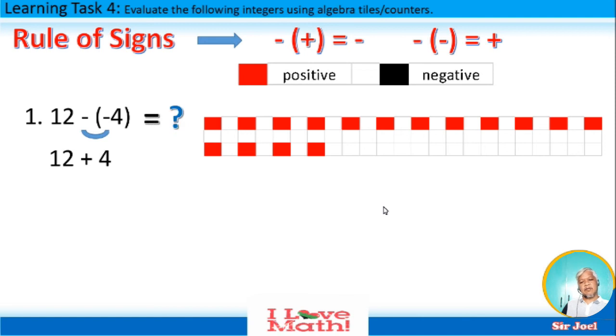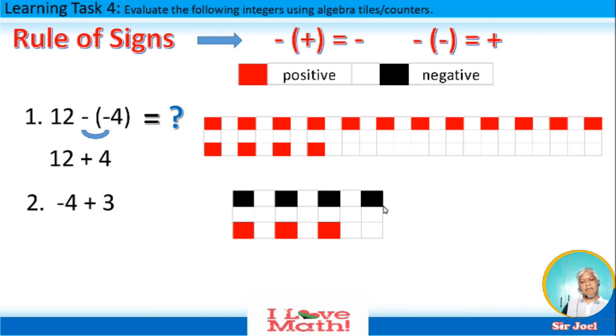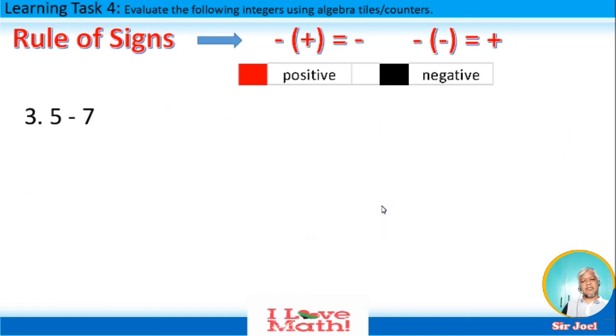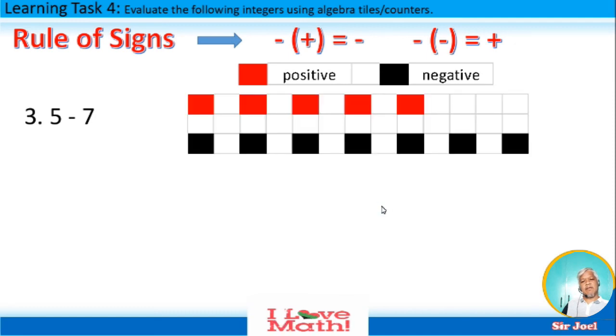Kayang-kaya nyo na itong bilangin. Okay? Next, number 2, negative 4 plus 3. Yun, negative 4 plus 3. So, dahil negative 4, gawa ka ng 4 black square. At dahil positive 3, merong 3 red square. Nagkatapat ang red-black, cancel, yun ang natira. At yun ang magiging sagot sa problem number 2. Okay? Next, problem number 3, 5 minus 7. 5 minus 7. Okay, positive 5, negative 7. Gawa ng 5 red square because of positive 5 and 7 black square because of negative 7. Nagtapat ang red-black, cancel, yun ang natira. Ibig sabihin, yun ang sagot sa problem number 3.